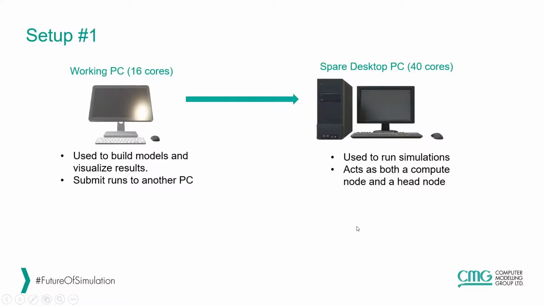For the first setup I will be showing you, I have access to two PCs. One I will call the working PC. It has 16 cores. I will link it to a spare desktop PC that has 40 cores. The scenario that I wish to set up is something like this. I'll be using this working PC to build my models and visualize my results, but I'd rather submit my runs to another PC completely because, let's say, I do not have enough computing power, or because all my computing power is used for other simulation runs. So I wish to direct all of the additional simulation runs that I'm going to make into this spare desktop PC. This spare desktop PC will be used to run simulations, and it will act as both a compute node and a head node at the same time, because it will be the one to receive the job and run the job. So let's set that up.